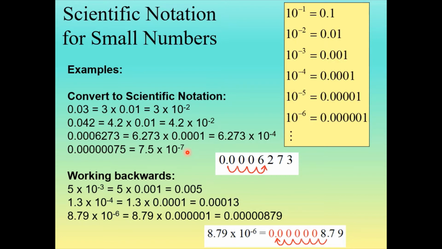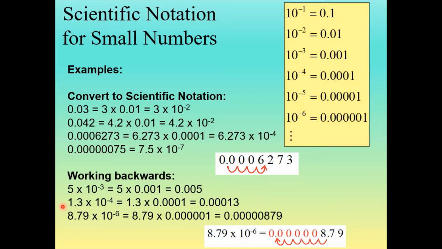And of course, we can work backwards. We can start with a number in scientific notation, and we can write it out in expanded form. So the number 5 times 10 to the minus 3, we can write as 5 times 0.001, which is 0.005.